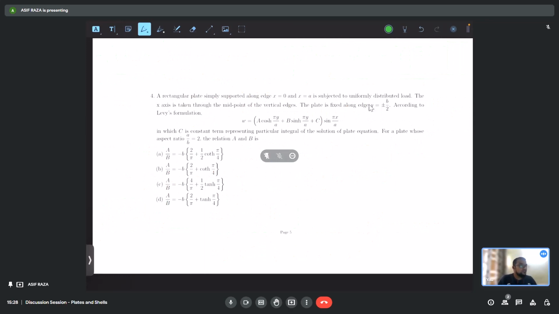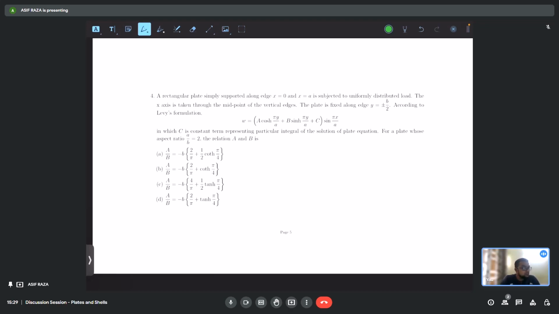Now question number 4. A rectangular plate simply supported along edges x equal to 0 and x equal to a is subjected to a uniformly distributed load. The x-axis is taken through the midpoint of the vertical edges. The plate is fixed along edges y equal to plus minus b by 2. According to Levy's formulation, we have the displacement expression as given, in which c is a constant term representing the particular integral of the solution of the plate equation.